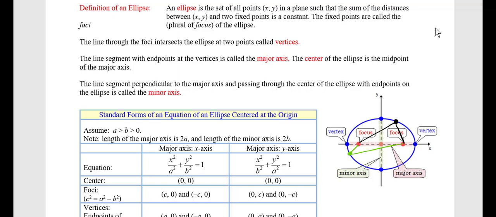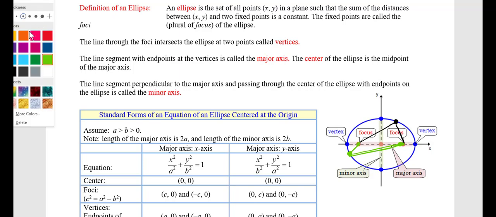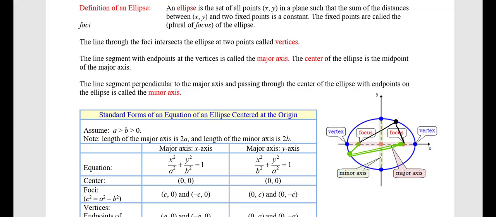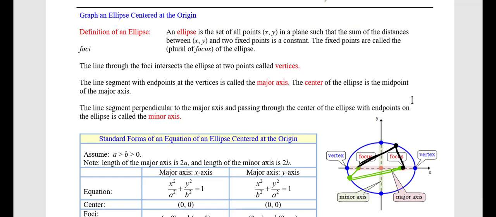The green length from this focus to the ellipse out to the other focus is equal to the black length, out from one focus to the ellipse to the other focus. No matter where we put those 2 points, the black point on the ellipse or the green point on the ellipse, the sum of those distances is equal. Right? It's constant. That's a nice way to think about this.